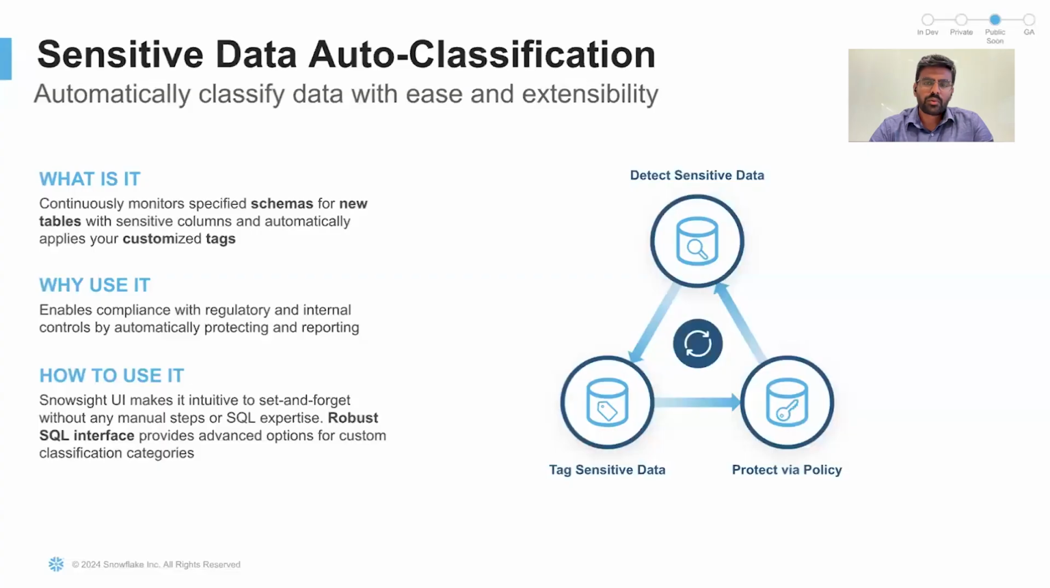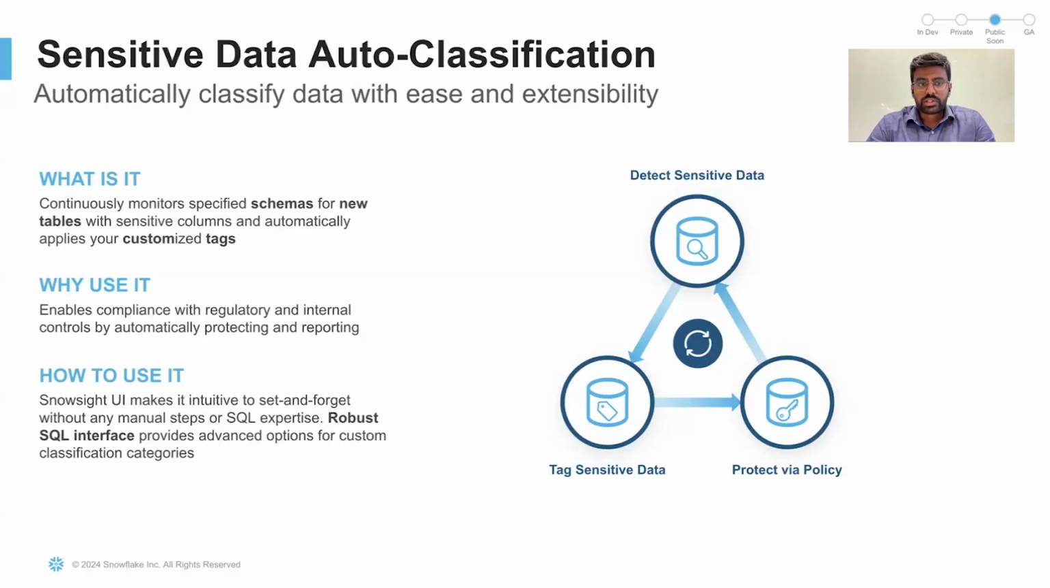Thank you, Anush. I want to start with a new capability that continuously monitors your account for new sensitive data and takes actions such as tagging and protecting with a masking policy. Snowflake today provides over 60 out-of-the-box classifiers for detecting sensitive data. Additionally, we allow you to define your own custom classifiers to detect sensitive data specific to your industry or your organization. We automatically monitor for new tables and classify them based on both our classifiers and your classifiers.